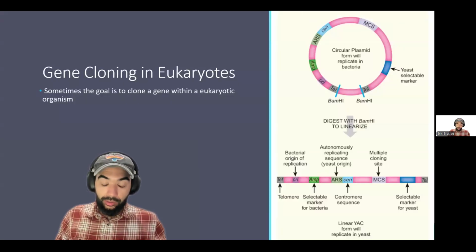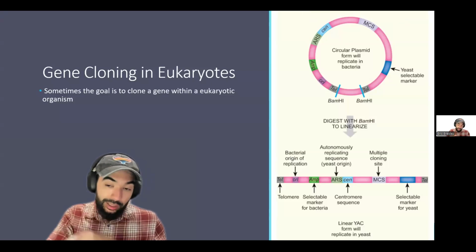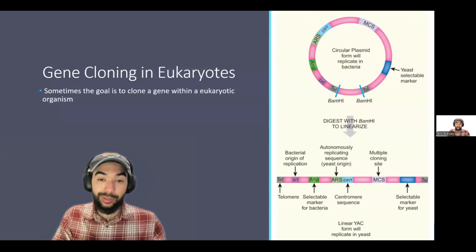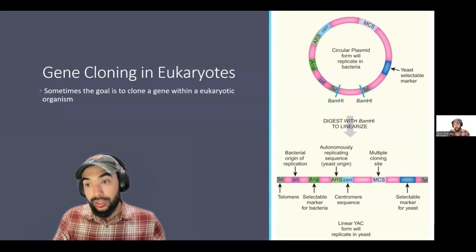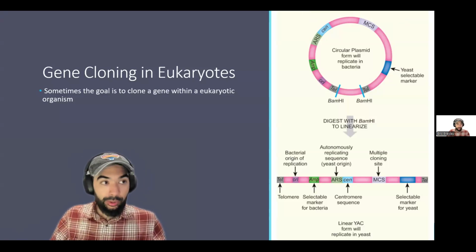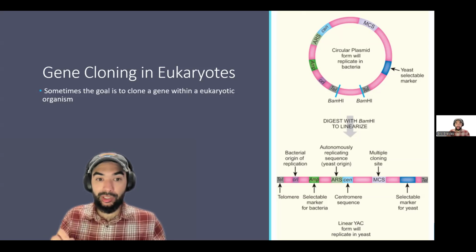Okay, now let's go back a little bit to gene cloning, the part where we're talking about getting a protein product. Sometimes we can use bacteria to get a protein product because the gene of interest is pretty small, and insulin is a really small gene, so it's not that big of an issue.